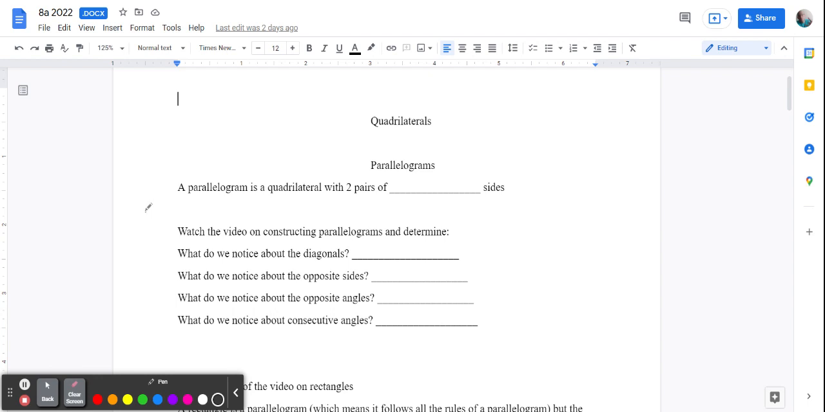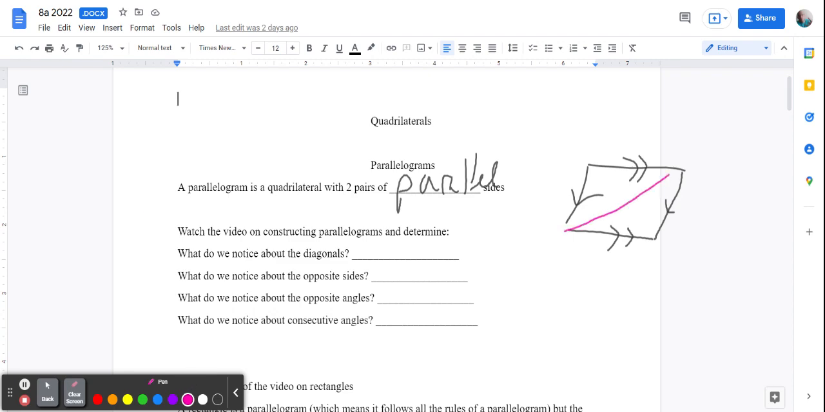Okay, a parallelogram is a quadrilateral that has two pairs of parallel sides. So we have two sides that are parallel here, and we have these two sides parallel down there. So those two sides are parallel. Those two sides are parallel.